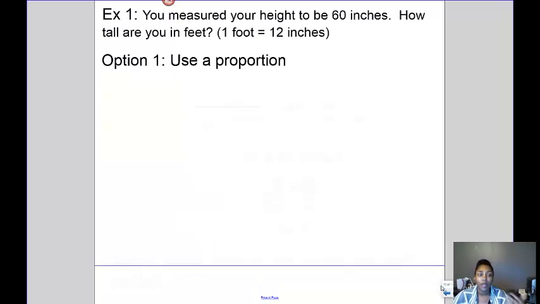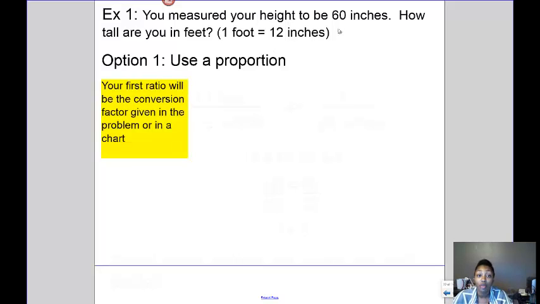So let's look at option 1, using a proportion. You measured your height to be 60 inches. How tall are you in feet? I'm going to use the measurement conversion that 1 foot equals 12 inches. Remember, a proportion is two ratios that are equal to each other. My conversion factor, 1 foot equals 12 inches, is one of the ratios. I always want my first ratio to be the conversion factor given in the problem or in the chart.